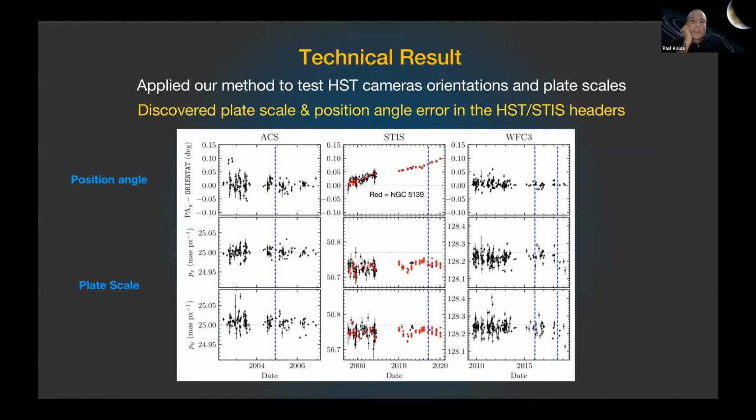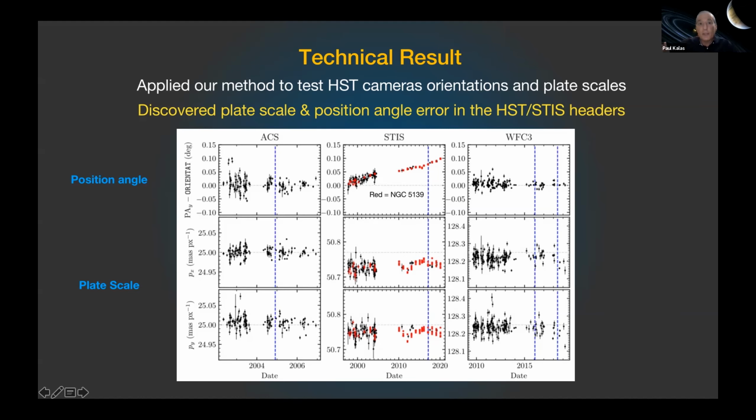So our first result was that we actually discovered that the STIS camera has an error in its orientation header keyword. If you look at this, here's time here, and this is the error in the STIS camera true north orientation, or the position angle, which amounts to 0.1 degree at the current epoch. We also determined that it had a slight error in the plate scale. The other cameras were confirmed to have good parameters for orientation and plate scale.